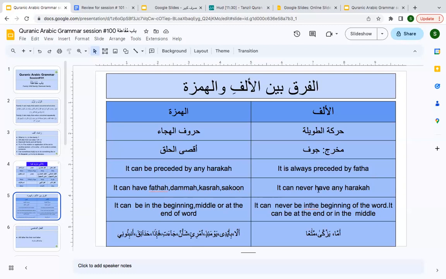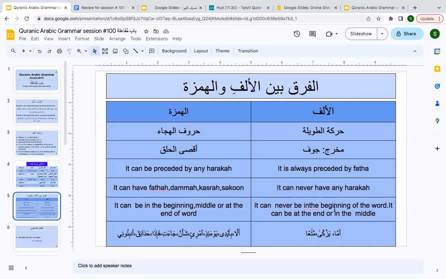Okay, you will notice an alif can never be in the beginning of the word. It can be in the middle or at the end of the word. Okay, the main thing that you must know is it can never be in the beginning.